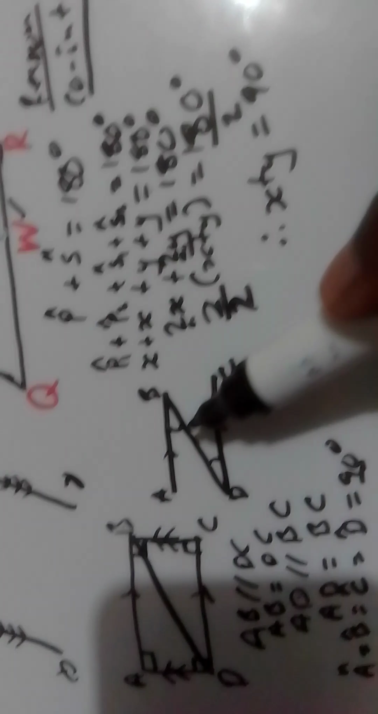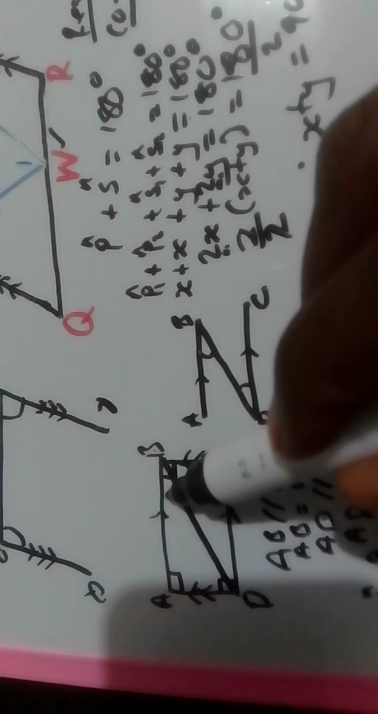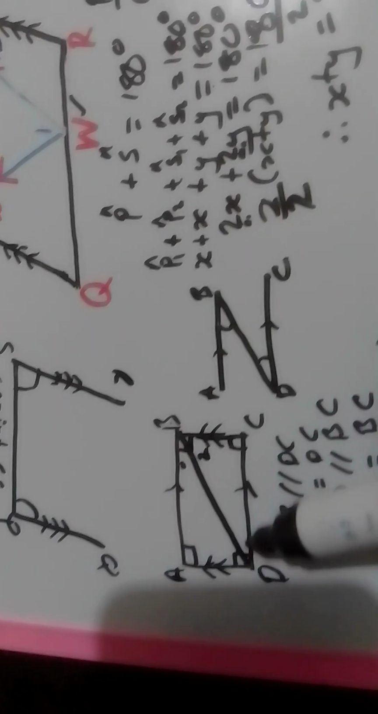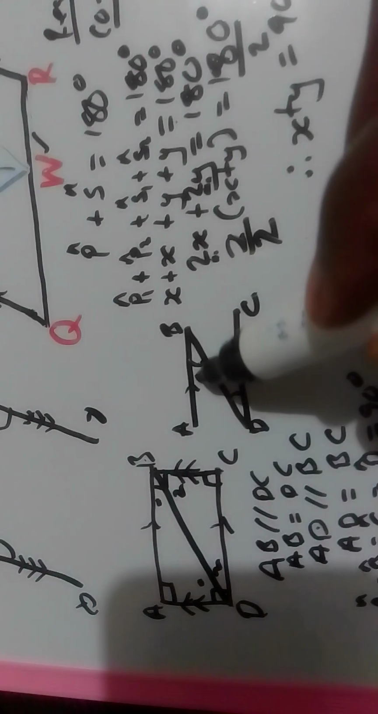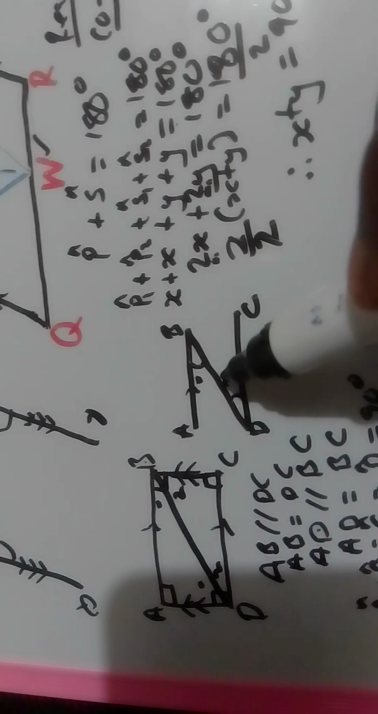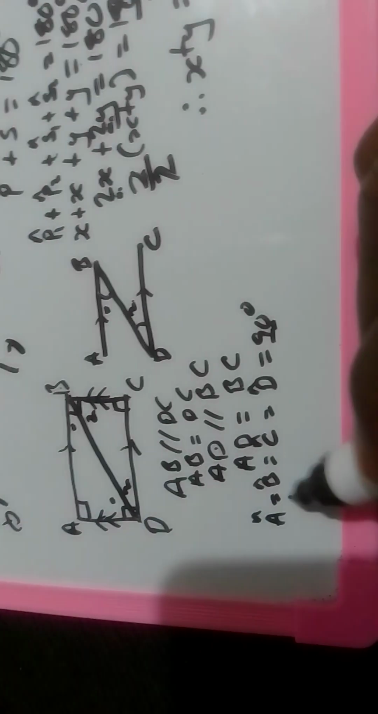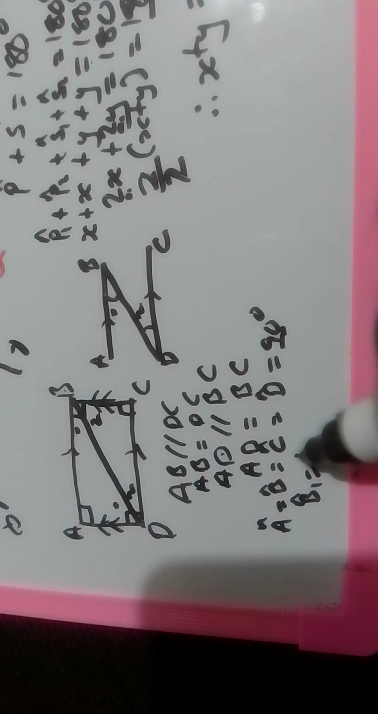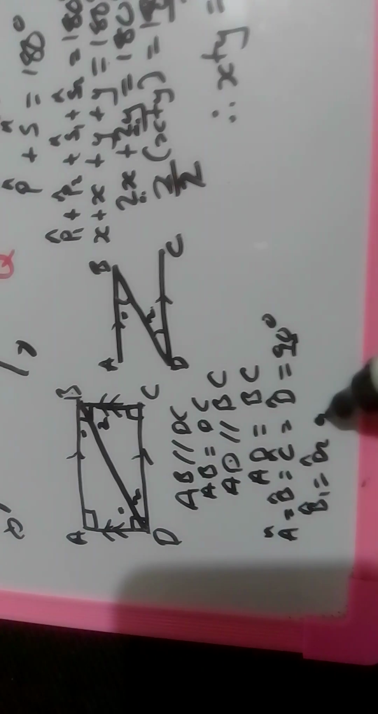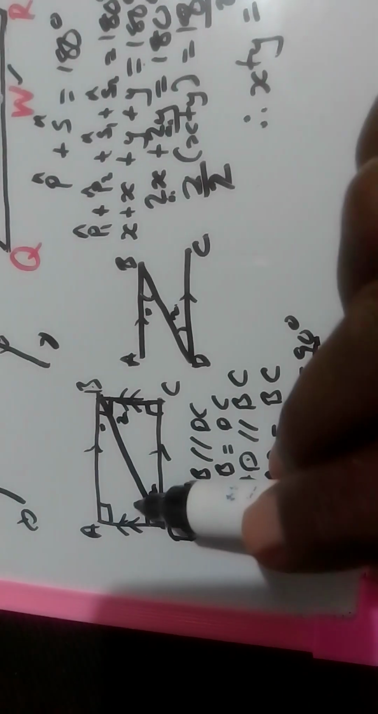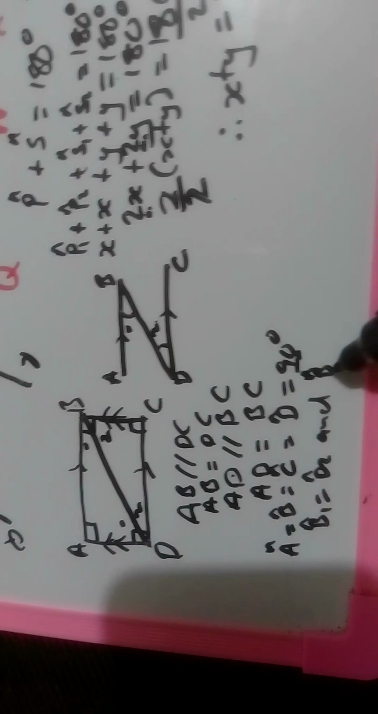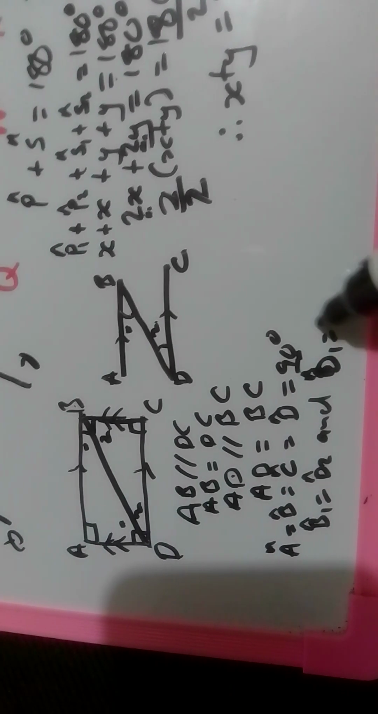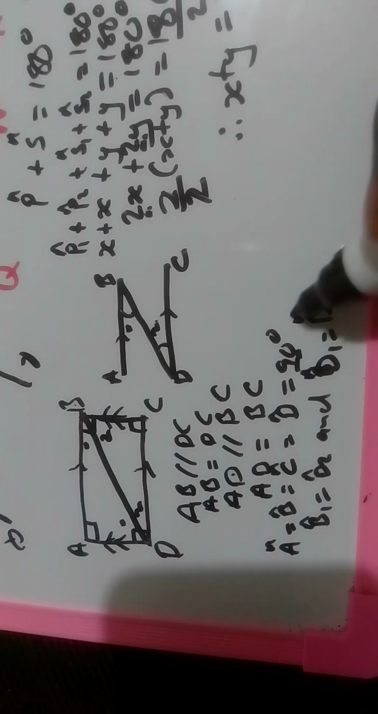So this angle B, now I shall label it B1, and this is B2, this is D2, this is D1. So I'm saying this angle B1 here is equal to this angle D2. So now I say angle B1 is equal to angle D2, and angle D1 here is equal to angle B2. Angle D1 is equal to angle B2.